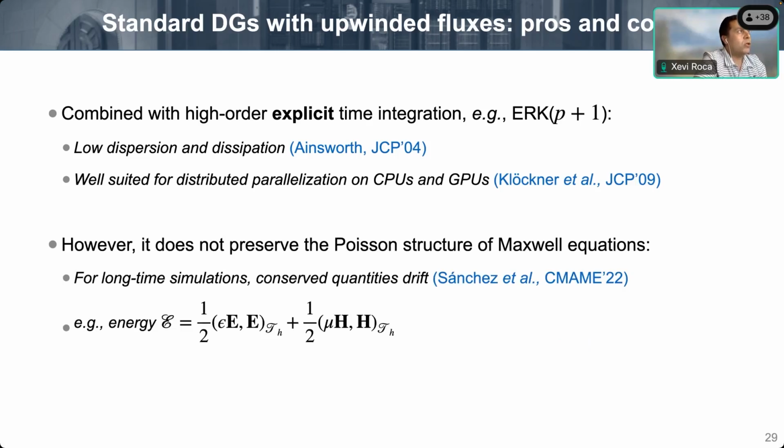It is well known that when you combine this semi-discrete DG method with a high-order explicit time integration, for instance explicit Runge-Kutta of order P+1, you get really low dispersion and dissipation for these kinds of problems, and they are really well suited for distributed parallelization on CPUs and GPUs. However, this discretization does not preserve the Poisson structure of Maxwell equations, as Sanchez and collaborators state. In other words, this is well known in the computational electromagnetics community. What happens is that for long time simulations, the conserved quantities might drift, for instance the energy. Next slide.